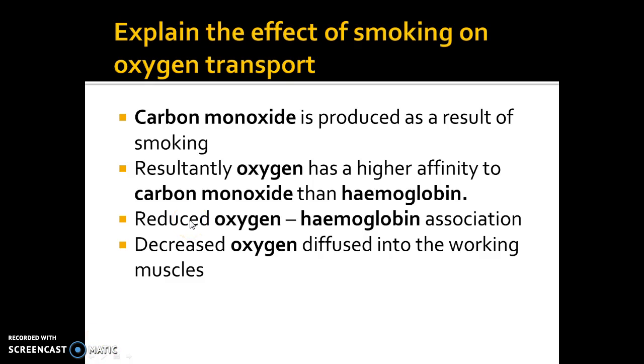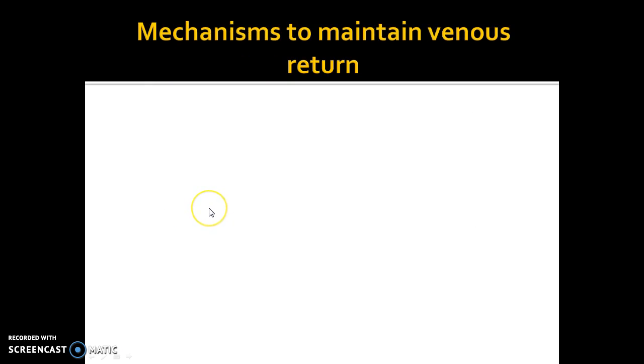Okay, so moving on to objective 3 then, mechanisms to maintain venous return. Now we've looked at venous return in a little bit of depth under the route of intrinsic control of heart rate, cardiac output, stroke volume. So we've talked about that concept that in order to increase our stroke volume and cardiac output, we need to increase venous return, and that is known as intrinsic control.